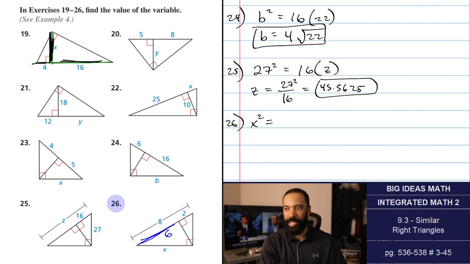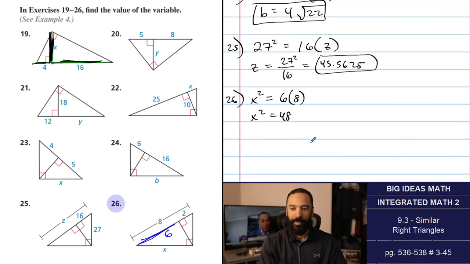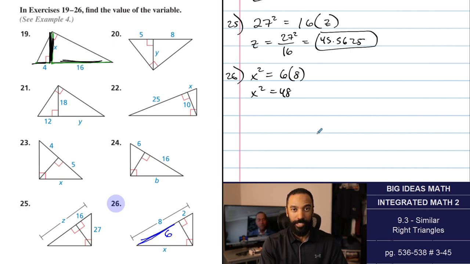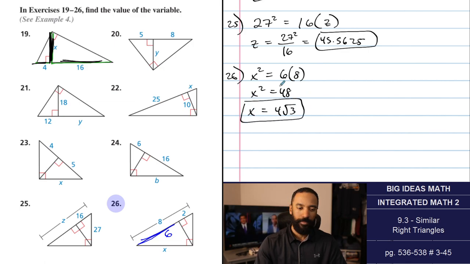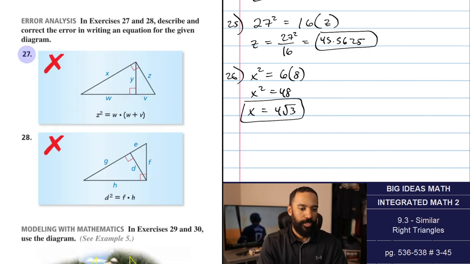So 6 times 8. X squared equals 6 times 8, which is 48. 48 has a perfect square factor of 16 as its largest one. So root 16 times root 3 gives you 4 root 3. And that's number 26. Okay, almost an hour in.